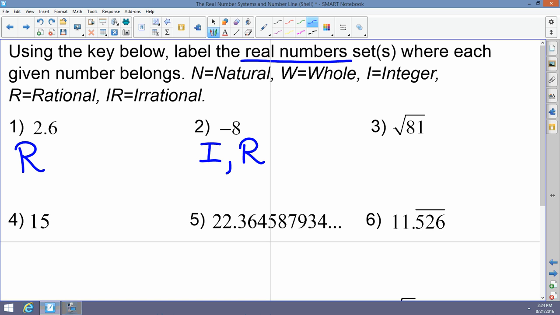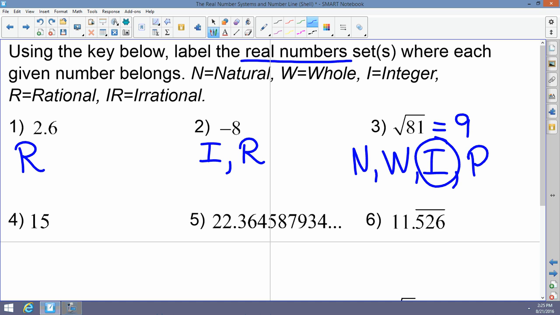Square root of 81. Square root of 81 equals 9. So that means it's a natural number. It's also a whole number. It's also an integer. Please be careful. A lot of times my students say, wait, how is it an integer? I thought integers were negative numbers. No, integers are whole numbers and they're opposites. So both positive and negative whole units. 9 is also a rational number because I can write it as a fraction.